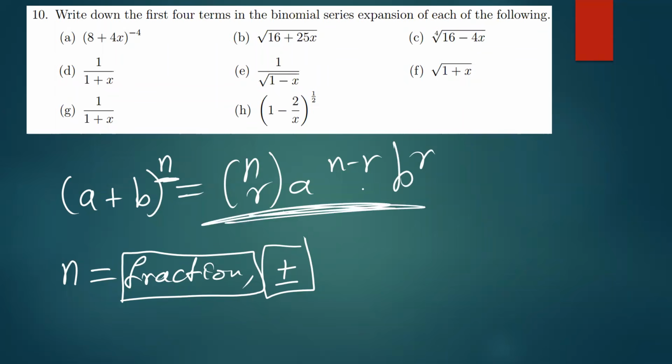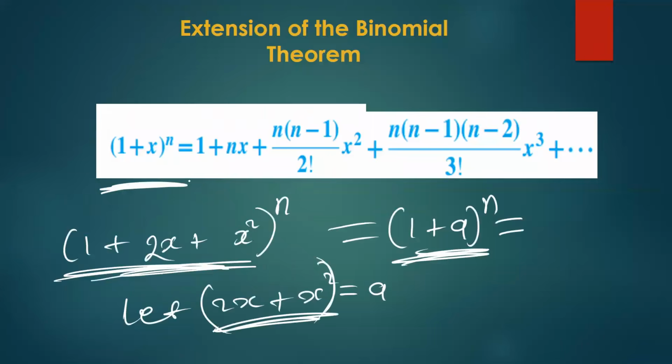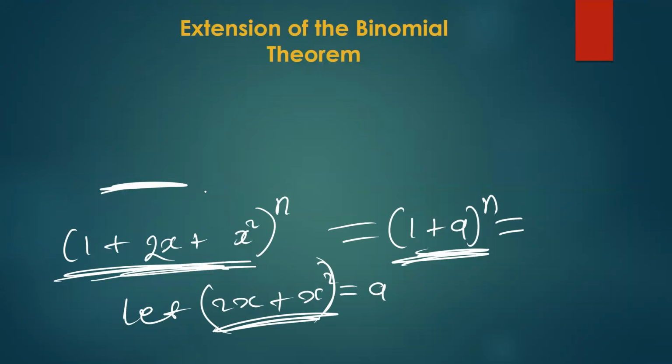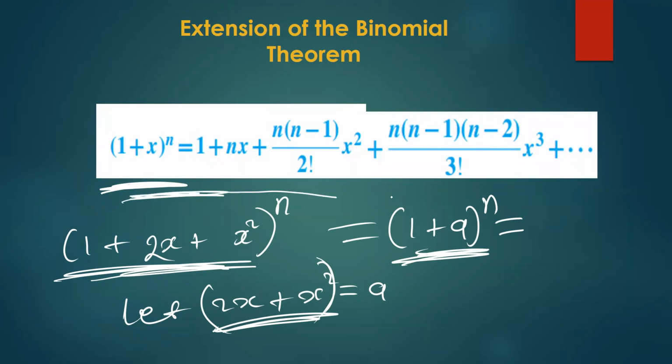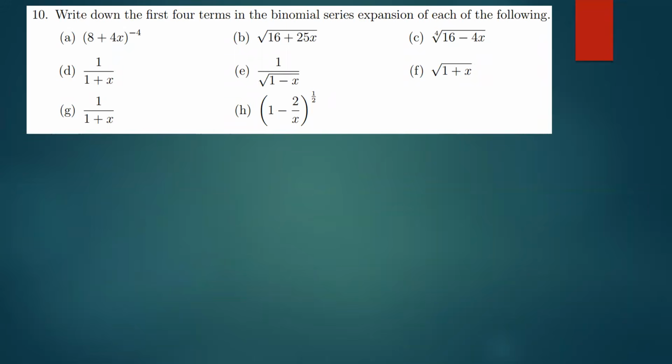This formula doesn't apply when you have the value of n as a fraction or as a negative number. So the only way you can expand a binomial expression if the value of n is a fraction or negative is by using the extension, the same formula that I showed you on the previous page, which is just this one. So this is the formula that we're going to use to expand all these questions you are seeing here.